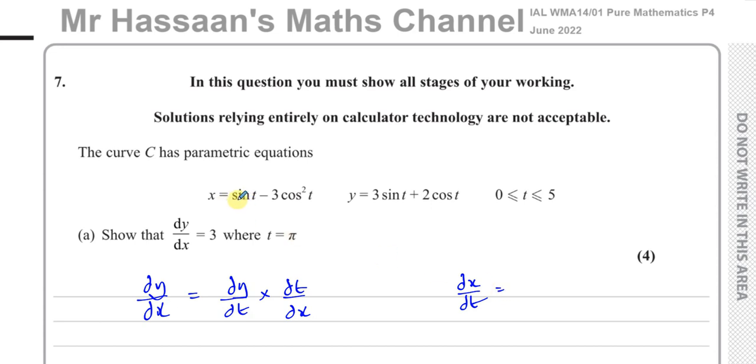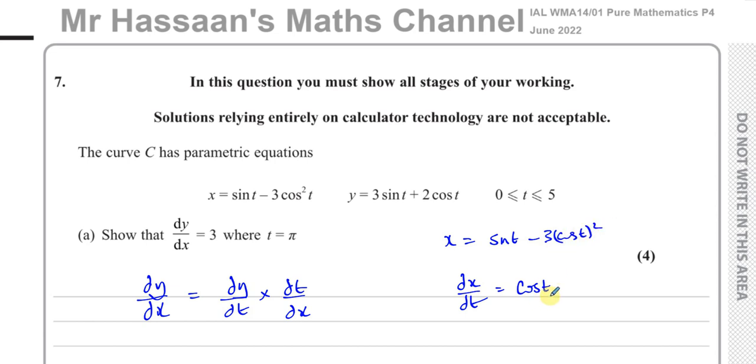Now dx/dt: differentiating sine t gives you cosine t. That's not too difficult. And this is 3 times cosine squared t. Let me write this in this form so we can see exactly what's going on. We're going to use the chain rule here. This is like cosine t all squared. So the main function here is something squared, like a polynomial type of function, and inside the function is this trig function, cosine t.